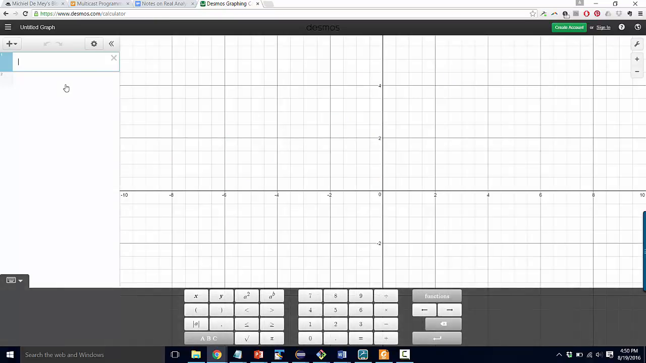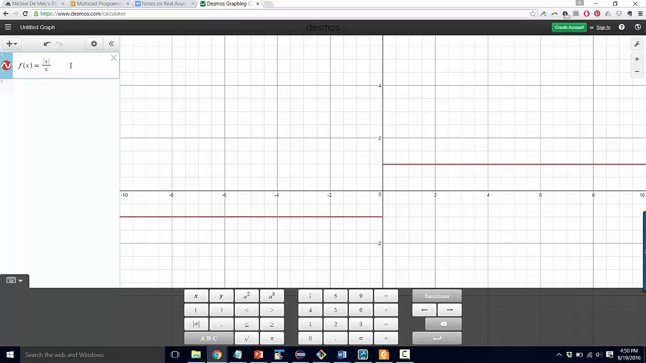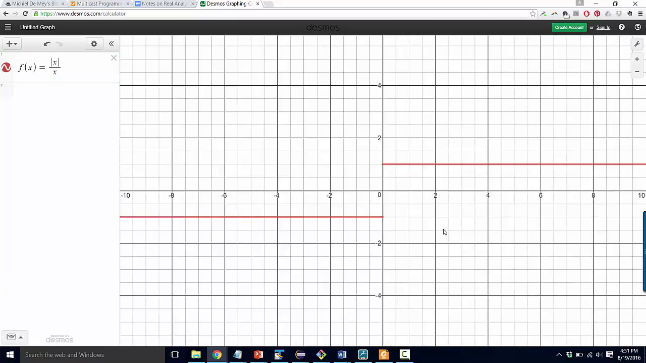So I wanted to introduce you to a widget I like. Let's define a function called f of x, so you can just type a function name in this box. And then you can use the pipe symbol for absolute value, and the arrow key to move over by 1. So we're going to do absolute value x divided by x. And I'm going to turn on projector mode.